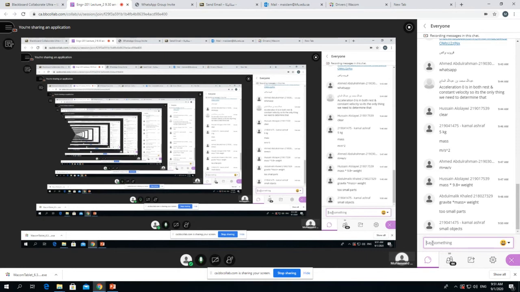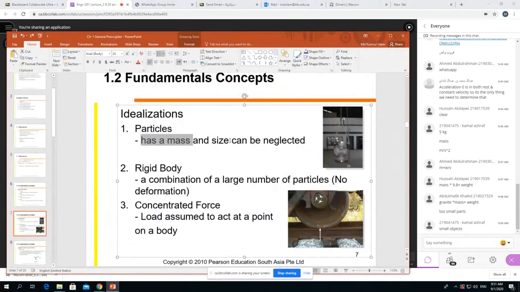But your academic definition in books is something that has mass but no size. It's called a particle. This kind of thing is really impossible. If there is no size, how can it have mass? It's an imaginary thing: the particle is so small it doesn't have size, but we imagine that it has some mass. So the particle definition is: it has a mass and its size can be neglected. We assume size is very small, but there is a mass. It's called a particle. Now a combination of a number of particles makes a rigid body.